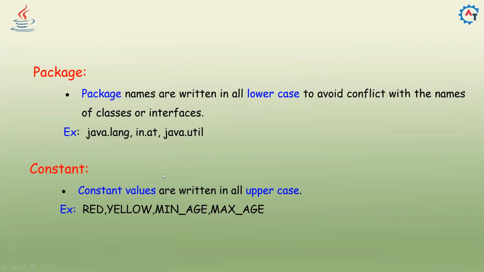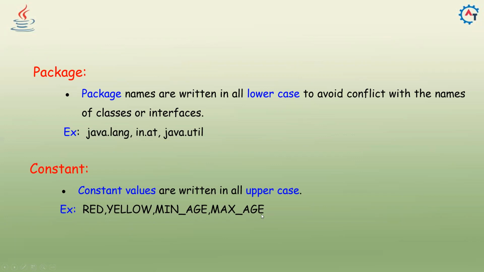Constant. So you have some constant values. Constant values are written in all uppercase. Red, capital RED, yellow. If you have multiple words, like minimum age or max age, you can put an underscore or you cannot, meaning there is no rule. But if you want to separate, MIN_AGE, otherwise MINAGE, all capital letters.